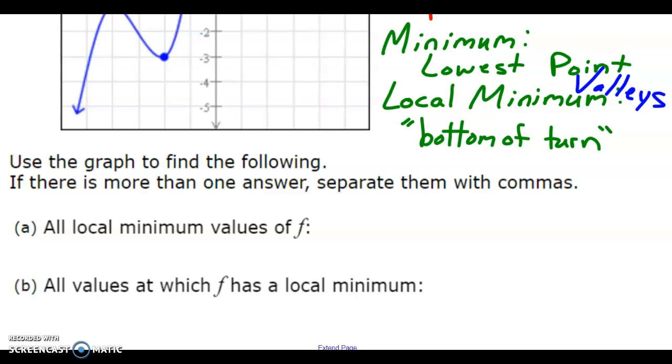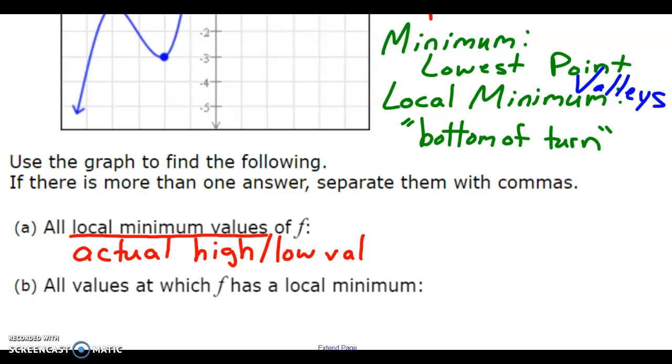So what part A is asking, all local minimum values of f. So this is where they want you to actually find the minimum values. These are the two questions that always get us crossed up. All local minimum values. So here you're looking for actual high or low values. These are your y values.